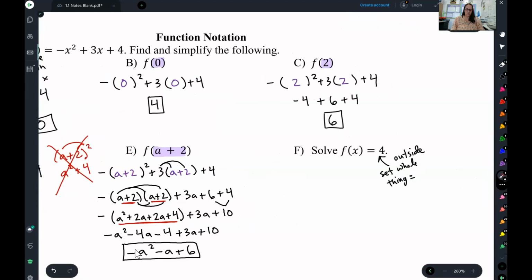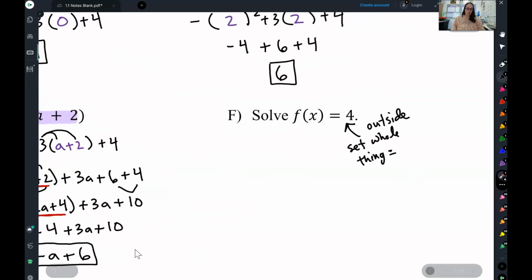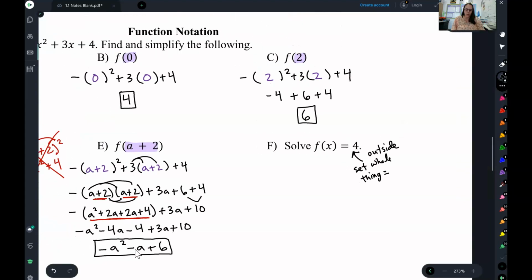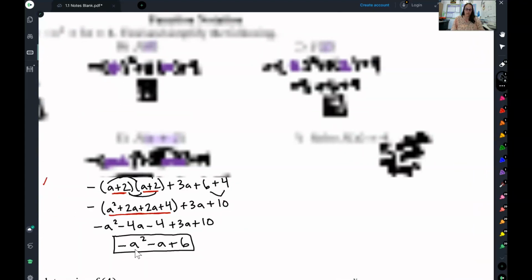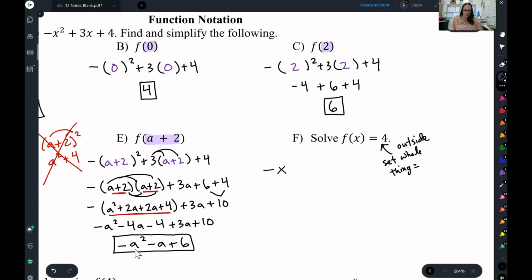Okay, last one, F. Let's solve. Now, we've already said if it's on the outside, we want to set the whole equation equal to this. So I'm going to take this whole equation and set it equal to this 4. So I set it equal, same, same.